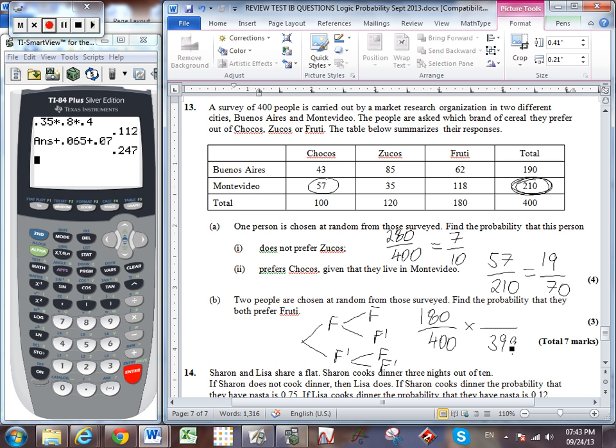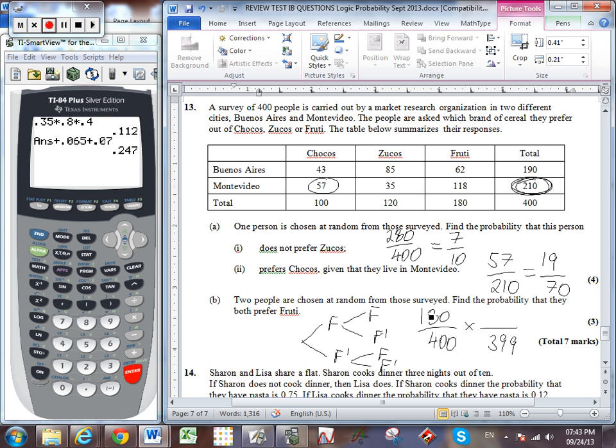You always have to look at a problem, though, because sometimes we do replace the original object that was selected, in which case the denominator would remain unchanged. It would be an independent event. This is dependent because the person that we selected will change the second probability based on whether the first person did prefer fruity or not.